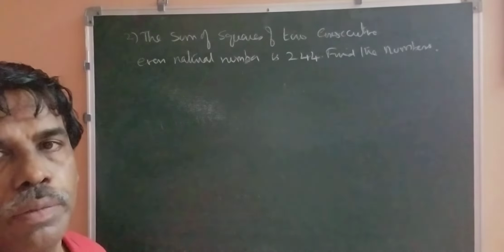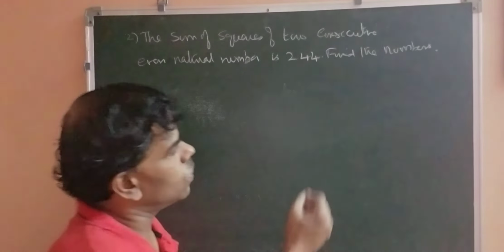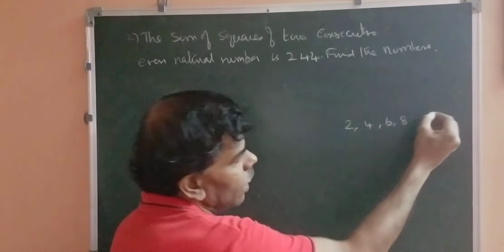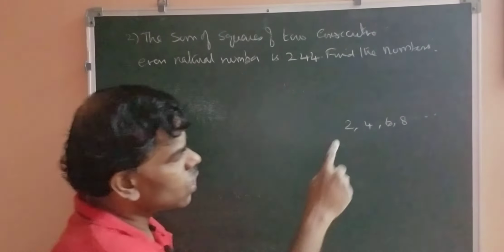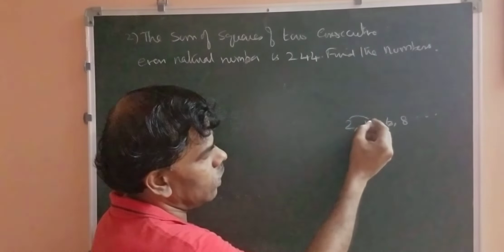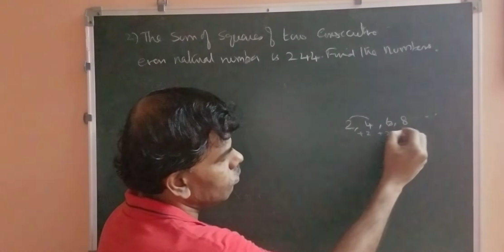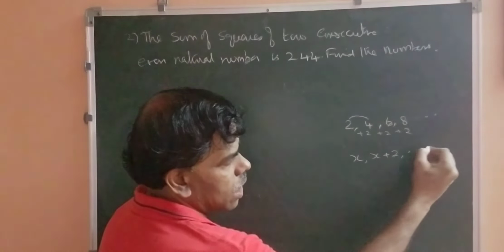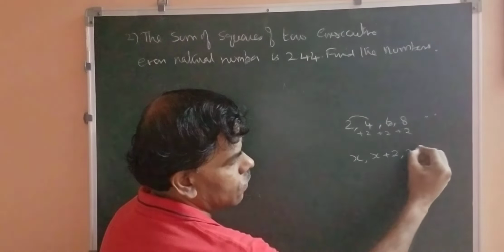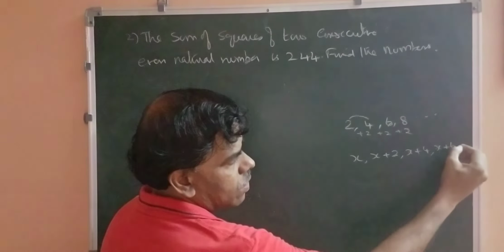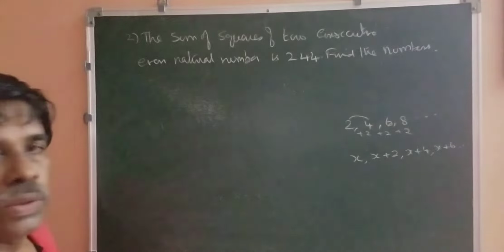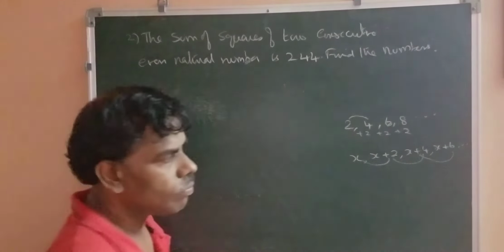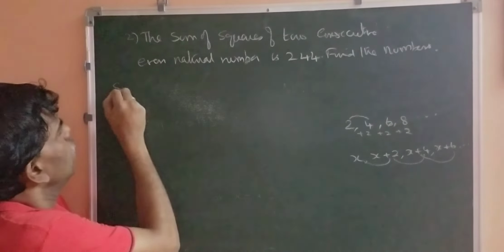Listen very carefully. What are the even natural numbers? 2, 4, 6, 8, etc. So how are you getting these? Here you are adding 2. So if one number is x, another is x plus 2, another is x plus 4, x plus 6, etc. So what should be the difference here? 2. Okay. So, solution.